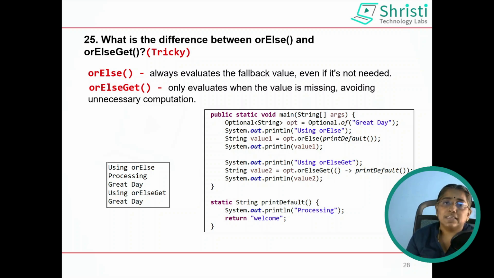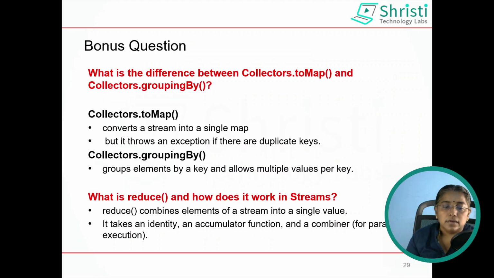Okay, we have seen the most commonly asked and the tricky interview questions of Java 8. Together with that, let me give you two bonus questions. What is the difference between Collectors.toMap and Collectors.groupingBy? Collectors.toMap will convert your stream into a map. If your key is duplicate, then it will throw an exception. Collectors.groupingBy will group your stream into different keys, each key having a set of values.